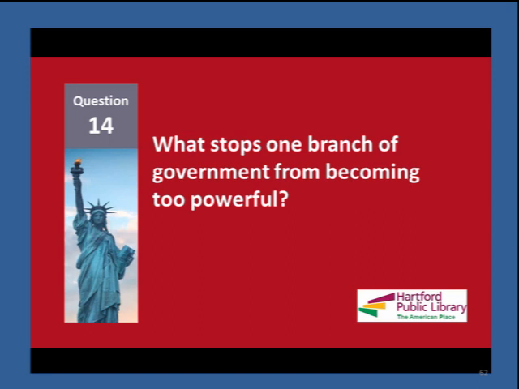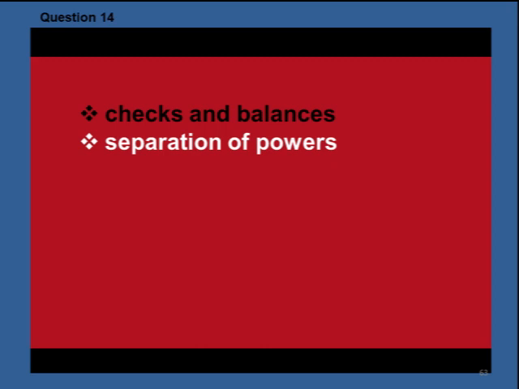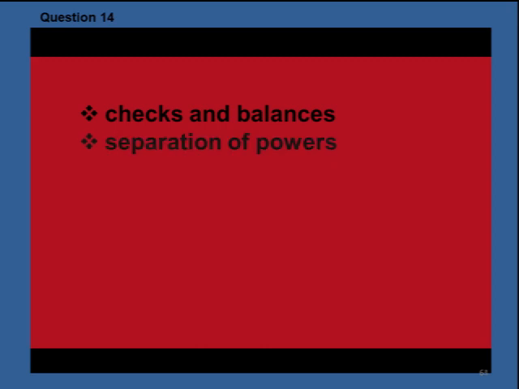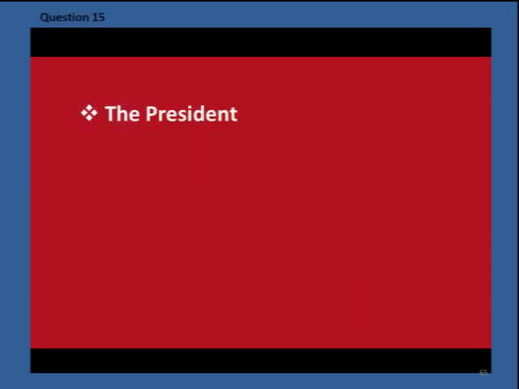Question 14. What stops one branch of government from becoming too powerful? Checks and balances. The system of checks and balances and the separation of powers keep one branch of government from becoming too powerful. Question 15. Who is in charge of the executive branch? The President. The President is in charge of the executive branch.